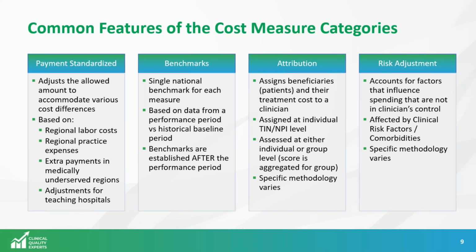You have attribution, which assigns the Medicare beneficiary cost of care to a specific clinician assigned at the TIN and the TIN-NPI level. And the attribution method is specific to the measures. And finally, we have risk adjustment, which takes your clinical risk factors, comorbidity, and other factors influencing that clinician's spending into account so that that clinician does not get penalized for any spending that is not in their control.